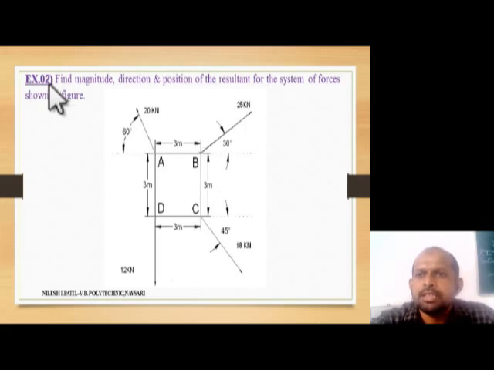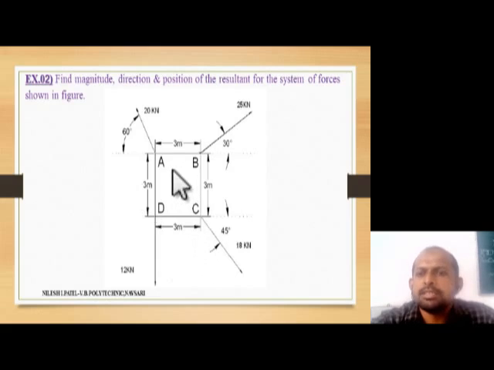So in this particular topic, my example is related to finding the resultant of different systems of forces acting on a body. The statement is: find the magnitude, direction and position of the resultant for the system of forces shown in the figure. The system of forces is given in this figure. Here ABCD is a square having side 3 meter.